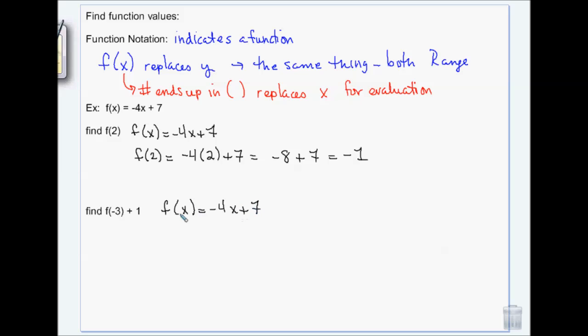Now if we come here, we've got 2 things going on. We have f of negative 3, and then we have this plus 1 situation. Okay. When this happens, you take whatever you get from plugging in the negative 3. So what you do is you take the f of negative 3 first, and then we're going to add 1 to that because of this plus 1 right here.